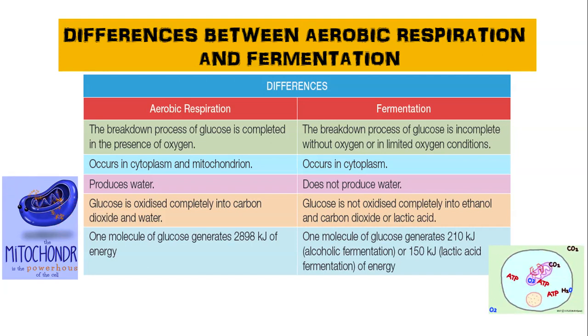Glucose is oxidized completely into carbon dioxide and water in aerobic respiration, but in fermentation, glucose is not oxidized completely, forming ethanol and carbon dioxide or lactic acid. Last but not least, the amount of energy generated: 1 molecule of glucose in aerobic respiration generates about 2,890 kilojoules of energy. Meanwhile, in fermentation, 1 molecule of glucose only generates 210 kilojoules in alcoholic fermentation and 150 kilojoules in lactic acid fermentation.